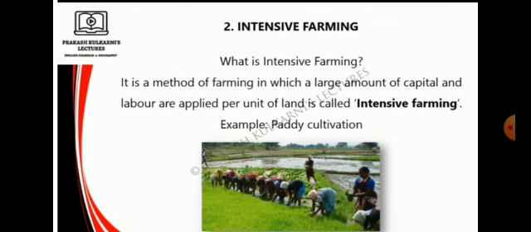A method of farming in which a large amount of capital and labor are applied per unit of land. Under this type of farming, land is cultivated intensively throughout the year. Farmers try to raise two or more crops to get maximum production from a small land holding. It is common in the fertile and irrigated areas of the country. The example is paddy cultivation.